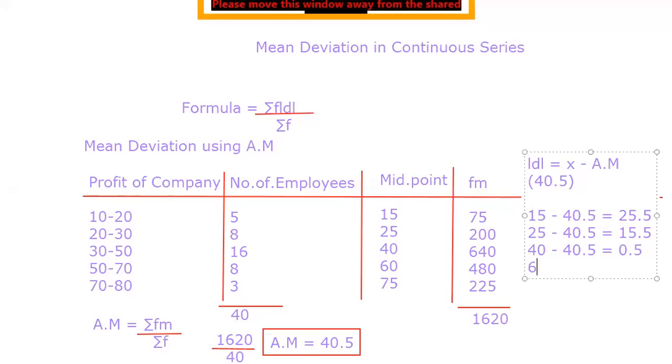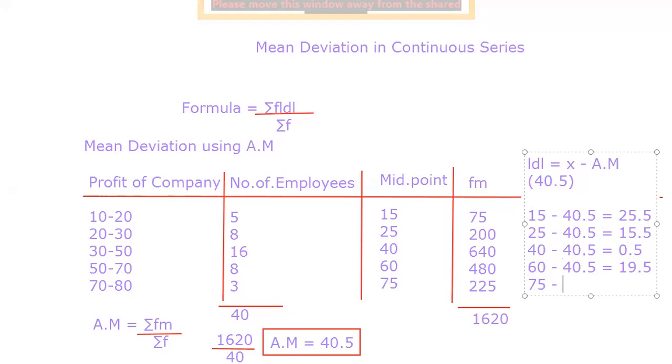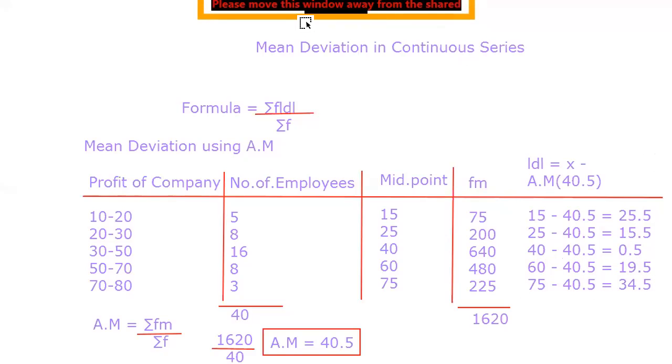So next, 60 minus 40.5, which is equal to 19.5. Next, 75 minus 40.5, which is equal to 34.5. So this is our deviation, right? Yes, sir. So from this we need to find our sigma deviation.